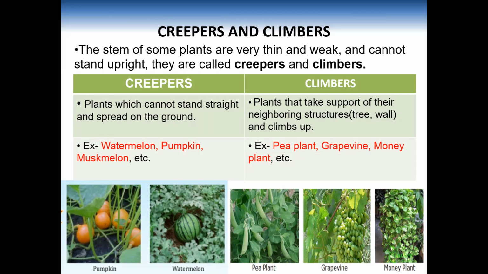Whereas the plants that take support of neighboring structures like a tree or wall and climb up are called climbers. Examples are pea plant, grapevine, money plant. Mostly the money plant takes the support of a neighboring structure like a wall. You must have seen this.